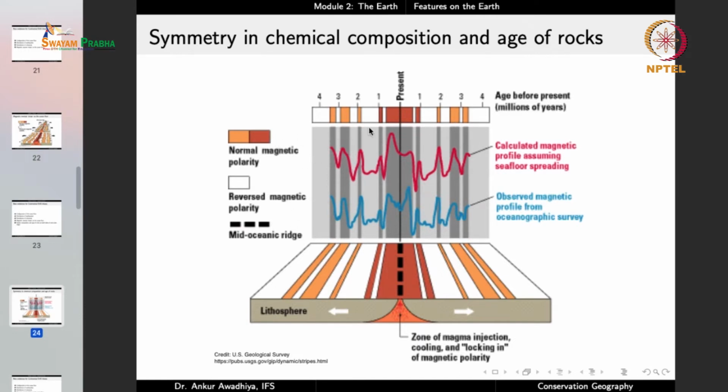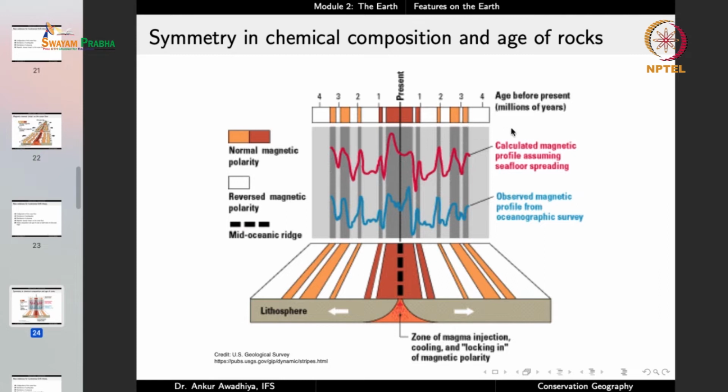The magnetic arrangement is also similar and the age arrangement is also similar. That is, if this portion has normal magnetic polarity, then this portion will also be having a normal magnetic polarity of similar strength and direction. Similarly, these two will have similar magnetic properties. These two will have similar magnetic properties, and so on.